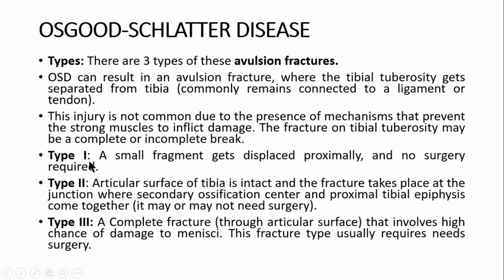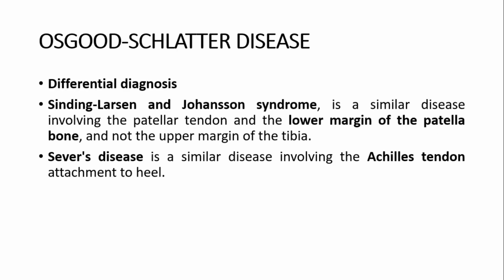In type 1, a small fragment gets displaced proximally and no surgery is required. In type 2, the articular surface of the tibia is intact and the fracture takes place at the junction where the secondary ossification center and the proximal tibial epiphysis come together. It may or may not need surgery. In type 3, a complete fracture through the articular surface involves a high chance of damage to the menisci. This fracture type usually needs surgery.